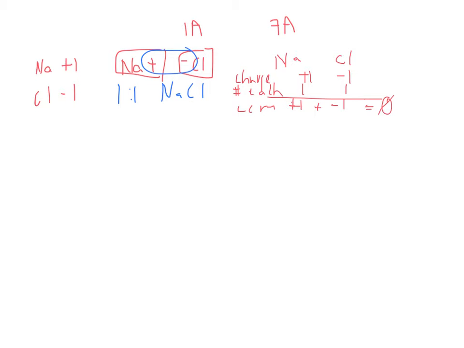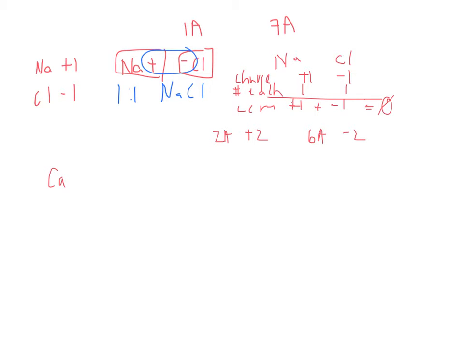So let's look at a slightly more complicated example. What would be the chemical formula for an ionic compound formed from calcium? If you look, calcium is in family 2A, and it's going to lose those two. Sulfur's in 6A, so 8 minus 6 means it's going to gain 2.